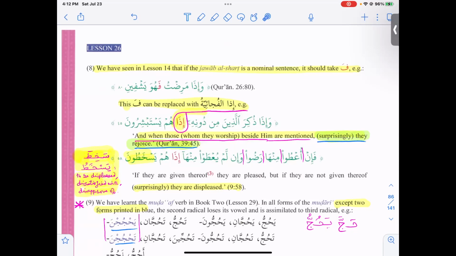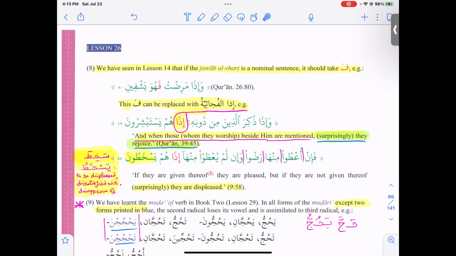And when those whom they worship besides are mentioned, when utu minha radu, I beg your pardon, utu is majhul also. Wa in utu minha radu. In is harfu shart, tajzimu fi'layni, fi'lu shart. See, I'm telling you in detail. Some of you know it, inshallah. In utu minha, from it, radu. This is fi'lu shart, jawabu shart. Wa in lam yutaw minha, also majhul, iza hum yaskhatuna.